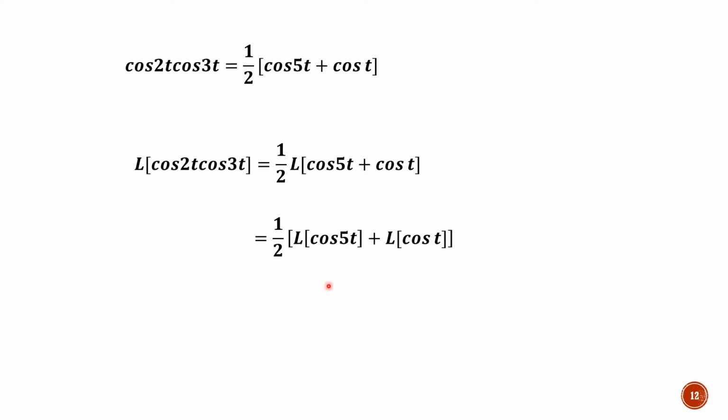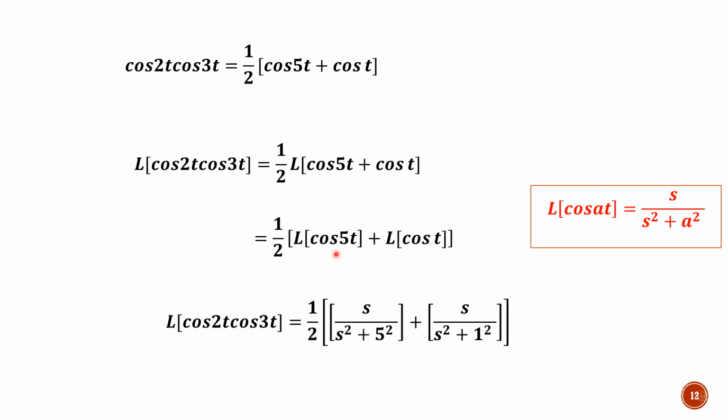For cos 5t, we know L of cos at is s upon s square plus a square. So L of cos 5t is s upon s square plus 5 square, plus the second term will become s upon s square plus 1 square. Okay, so L of cos 2t cos 3t is 1 by 2 into L of this and L of this.